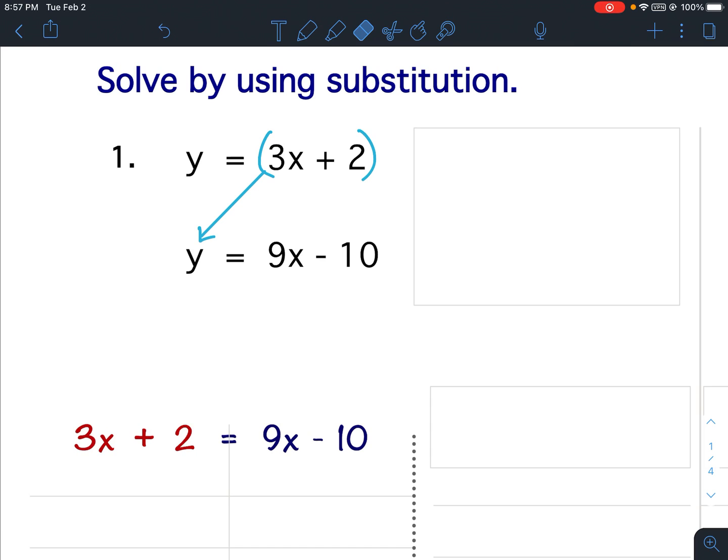So whatever I plug in will be typed in red. So I plugged in 3x plus 2. On the other side, we'd have 9x minus 10.